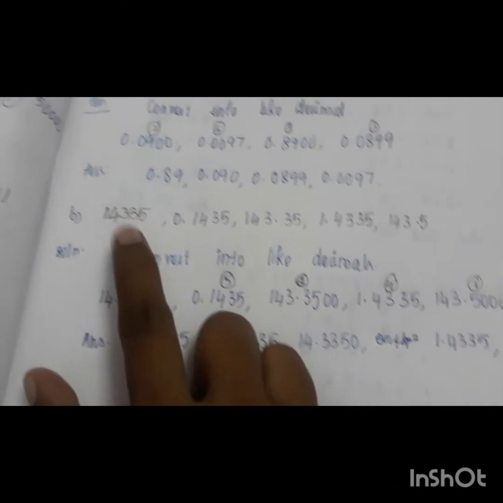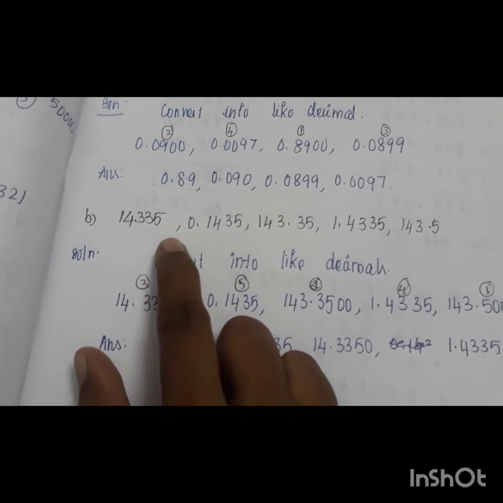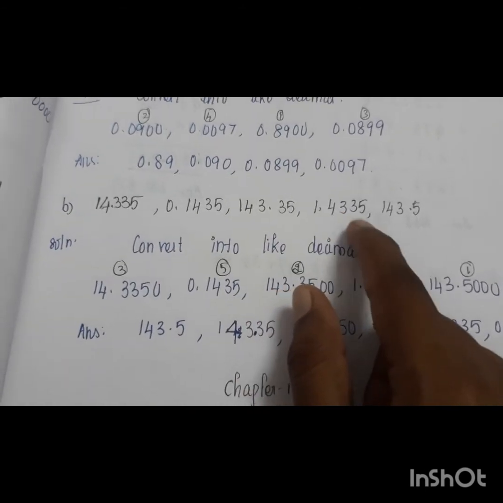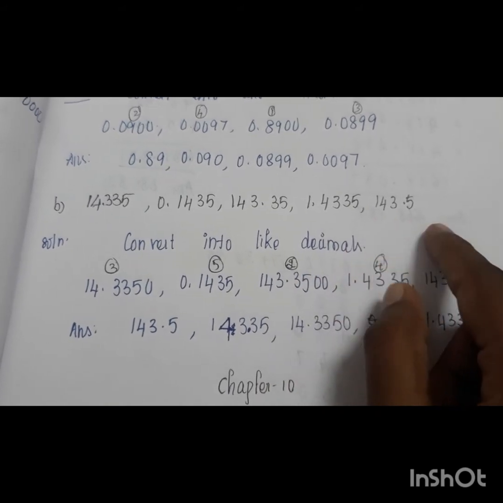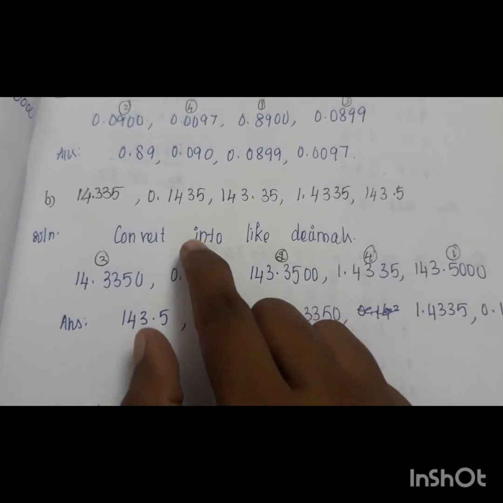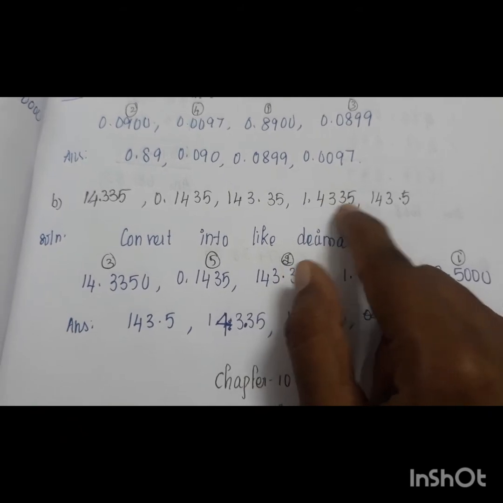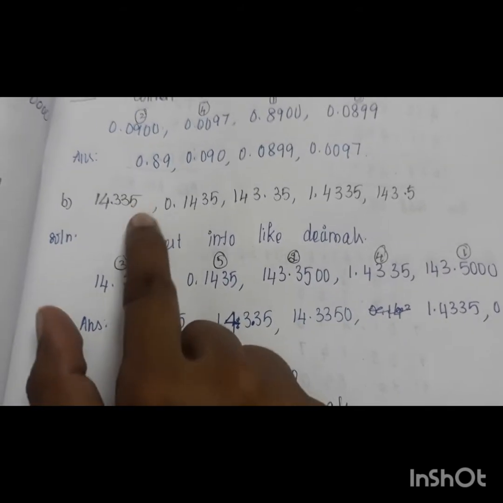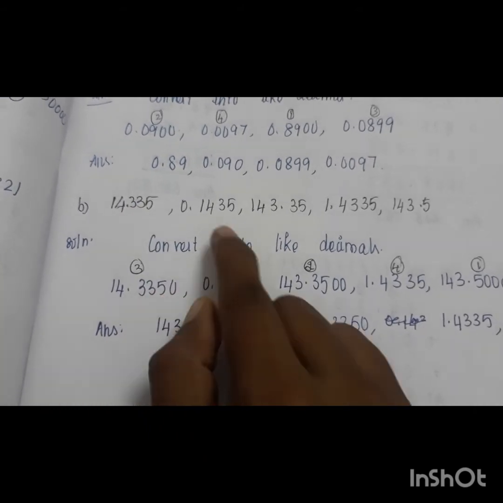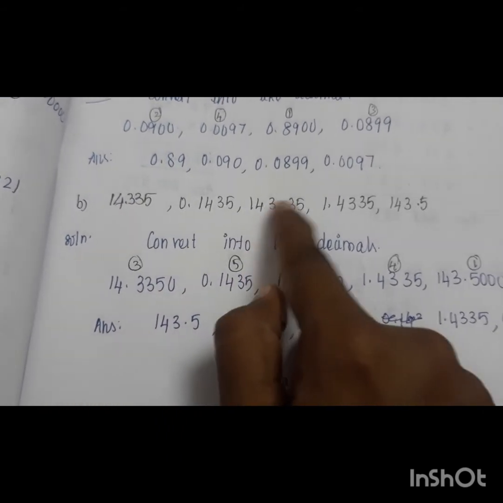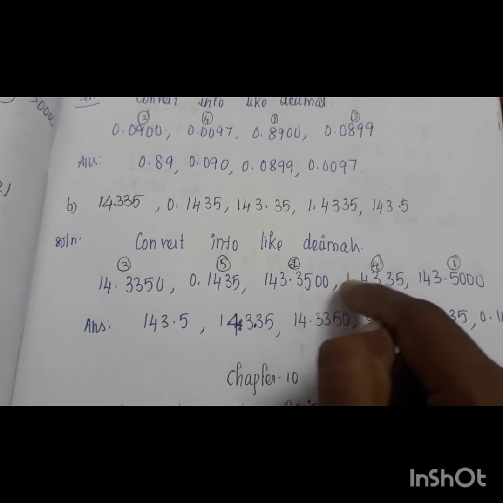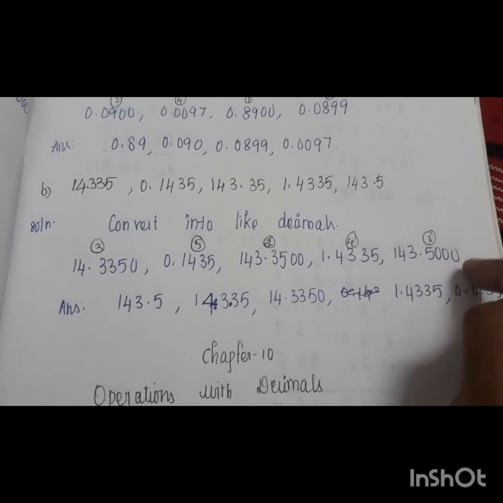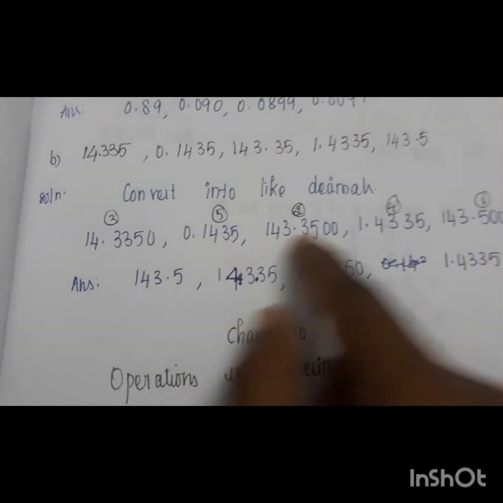Okay, so one more question is there: 14.335, 0.1435, 143.35, 1.4335, 143.5. Same thing here also. First step, convert into like decimals. 4 digits are present in the decimal part, so convert all of them into 4 digits. 14.3350, 0.1435, 143.3500, 1.4335, 143.5000.